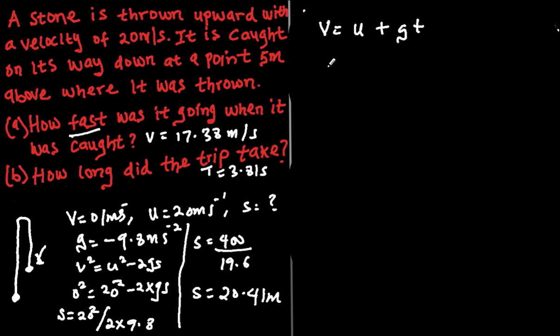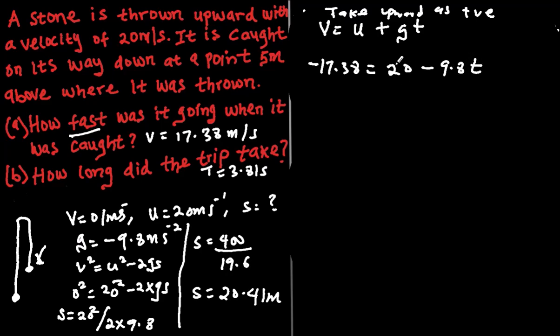Now, what's the velocity? Velocity is, we got that to be 17.38, but don't forget, we said take upward as positive. So since the velocity is going downward, I'm going to have negative 17.38 equal, the initial velocity was upward, so that's going to equal 20. Now, our G is always acting downward, so it's going to equal negative 9.8 multiplied by time. Now, subtract 20 from both sides. We have negative 17.38 minus 20 equal negative 9.8t.